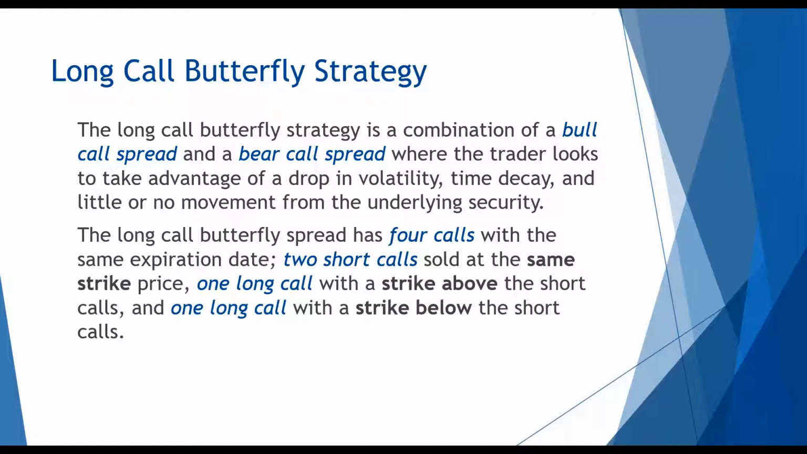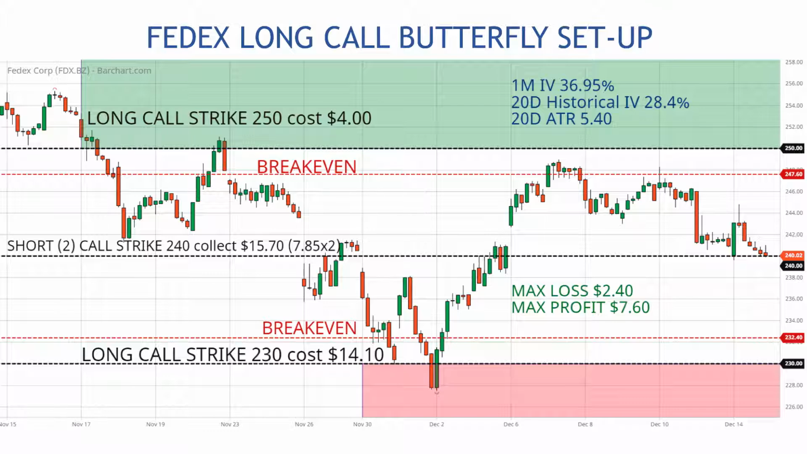Now it has 4 calls: 2 short calls at the same strike price, 1 long call at a strike above the short calls, and 1 long call at a strike below the short calls. And all calls have the same expiration date. So essentially what we have here is a short straddle with long call protection above and below our short strike. Let's take a look at a good example.